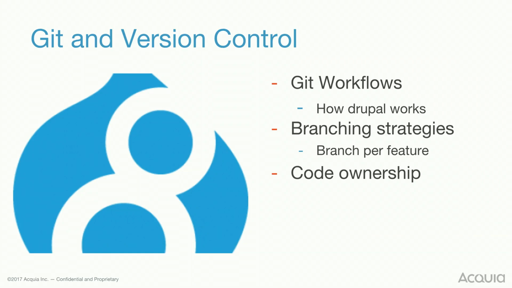So one of the first things that you need to know when you're working with Drupal is about Git. I guess everybody knows what Git is, right? Version control? Yes? Good. What is important for me is that you understand how Drupal works, because it's a very particular workflow, and what workflows are available for you to work with your developers and the people in your team. It's also important to know about branching strategies. How do you create your branches? And always make sure that whatever you do, there is code ownership. Somebody is responsible for the code that goes into production.